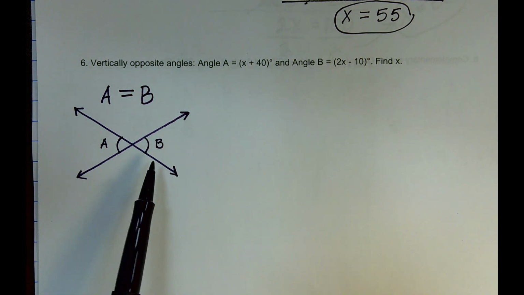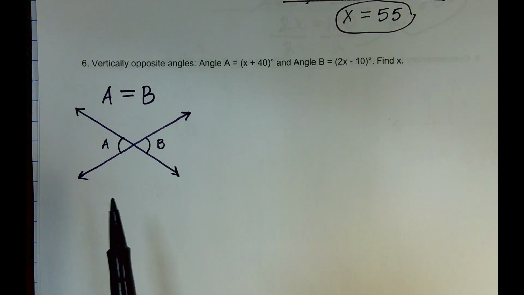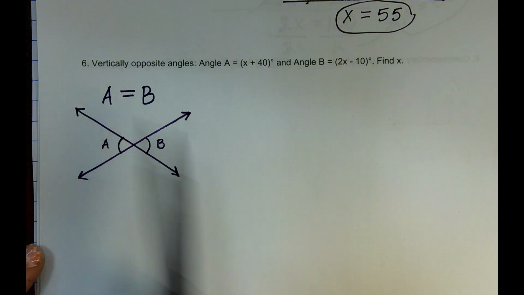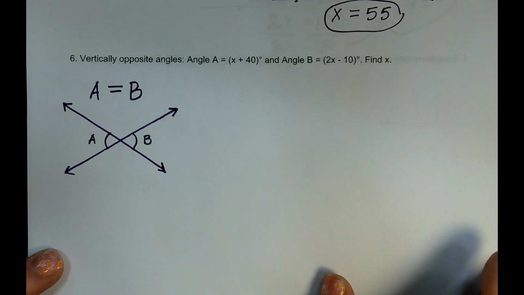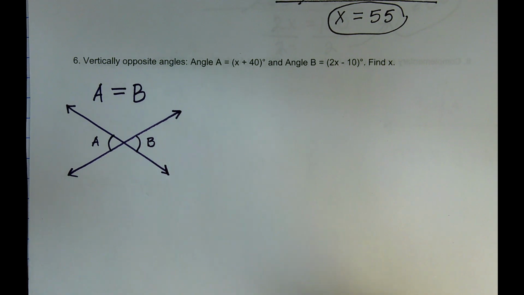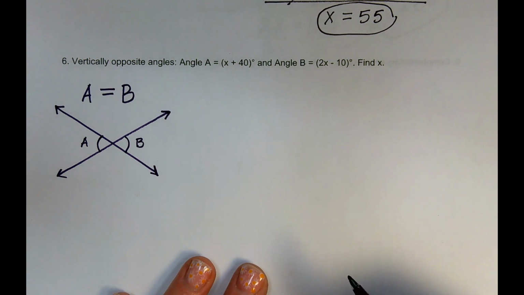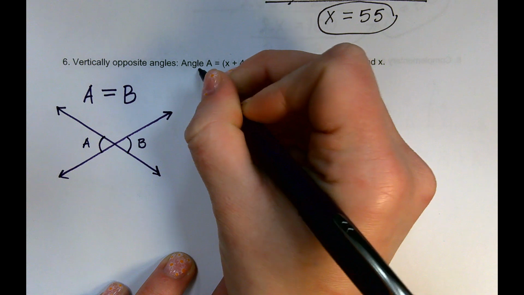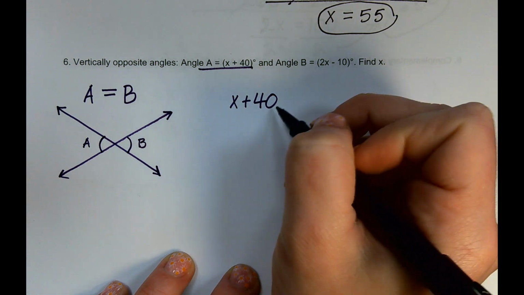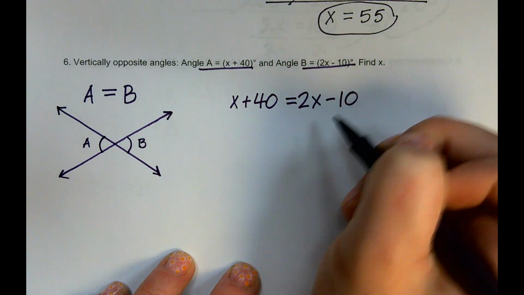I saw somebody, I can't remember who, they did A plus B, and then it didn't set it equal to anything. We can't really solve that. We need an equal sign in our equation. So A equals B. I don't know what A is, I don't know what B is, but I know the values they gave me. So let's solve for x at least. What would my equation be here? x plus 40 equals 2x minus 10. Good. x plus 40, that's my A, equals my B, 2x minus 10.